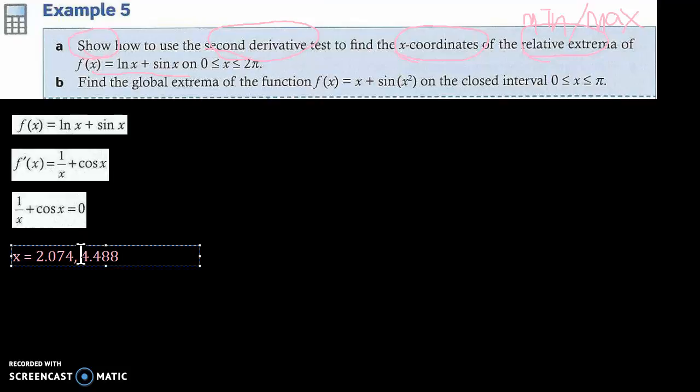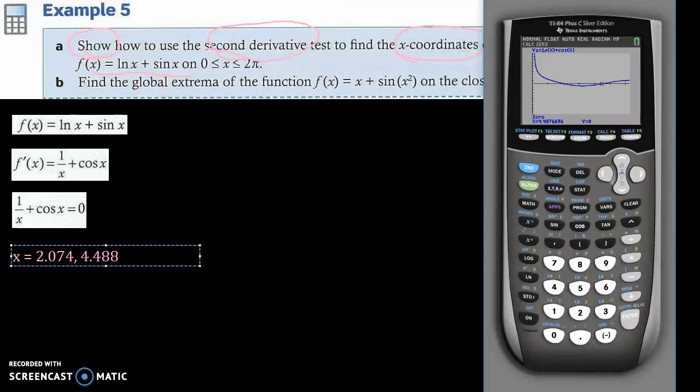So now, at this point, I can use my TI-84 and figure out if my f of x is increasing or decreasing at different intervals. Before 2.074, on the left, my f prime x is positive. So my slope is positive, which implies that my f of x is increasing.